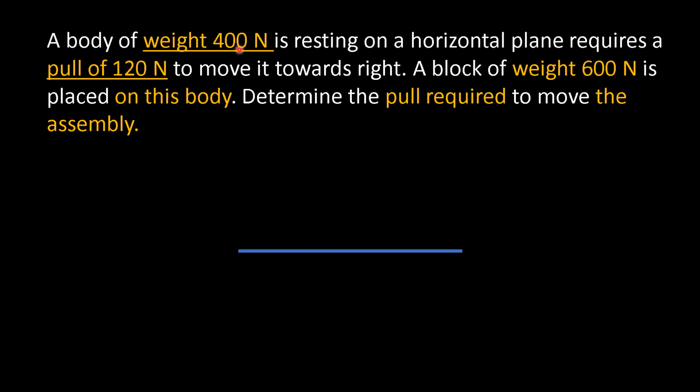A body of weight 400 Newton is resting on horizontal plane. It requires a pull of 120 Newton to move it towards right.